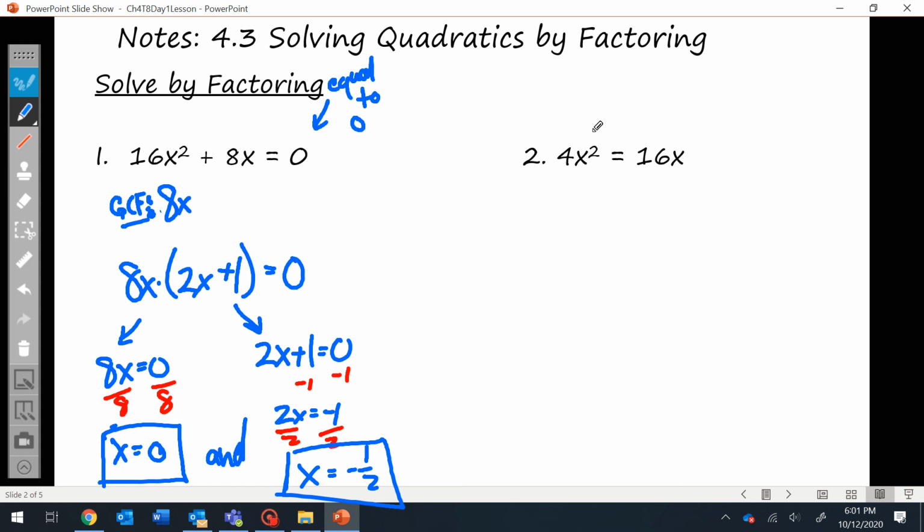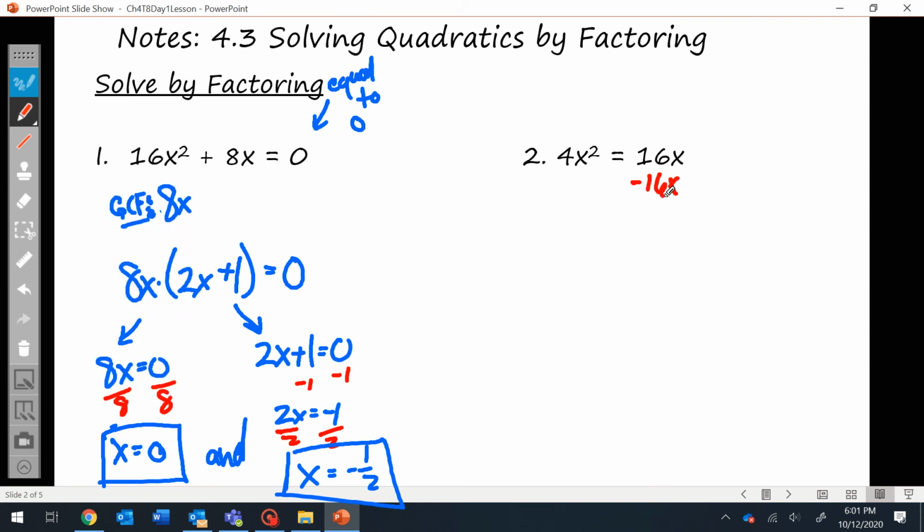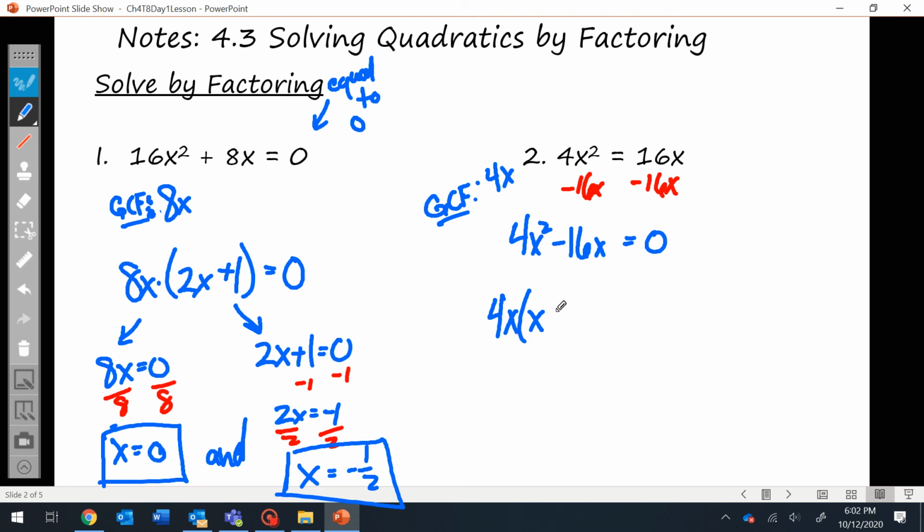Number 2 is not equal to 0. It has 4x squared equals 16x. So I need to get this so that it's equal to 0. I need to subtract 16x to get it on the left side, so that I will have 4x squared minus 16x equals 0. Now I can solve this. First, I'm going to factor out the GCF, and in this case, the GCF is 4x. So 4x is going to come out. I'll be left with an x for the first term and a minus 4 for the second term.